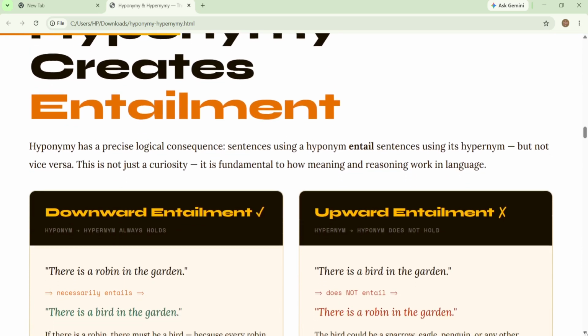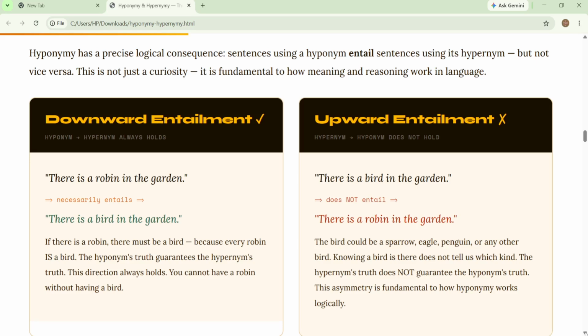Hyponymy creates entailment. So let's look at it. Hyponymy has a precise logical consequence: a sentence using a hyponym entails a sentence using its hypernym. Now that's confusing, but if you understand it, it's going to be quite easy. So let's look at downward entailment, which is hyponym moving to hypernym. There is a robin in the garden necessarily entails there is a bird in the garden, as a robin is a bird. If there is a robin, that must be a bird, as every robin is a bird. A hyponym's truth guarantees the hypernym's truth.